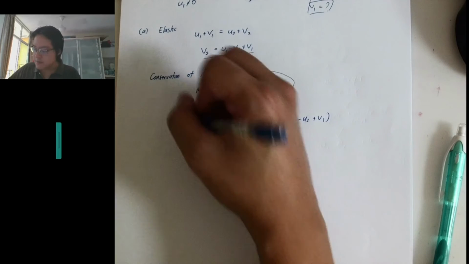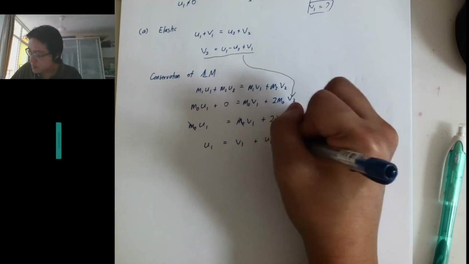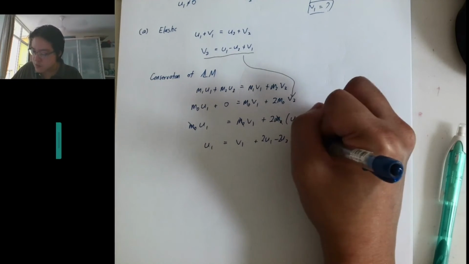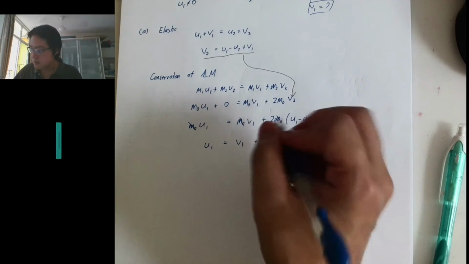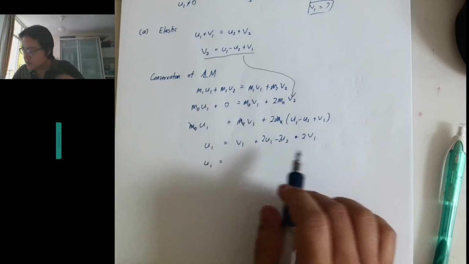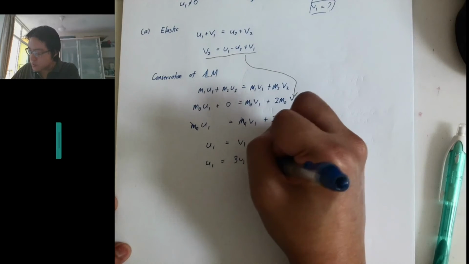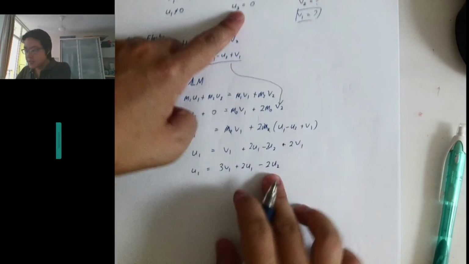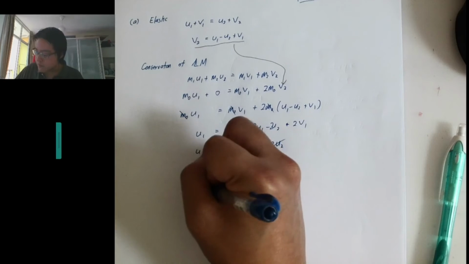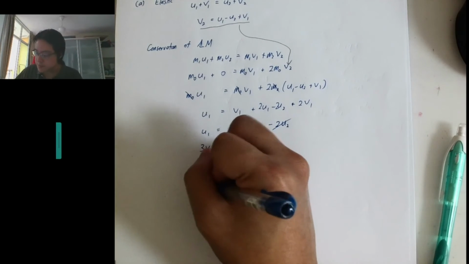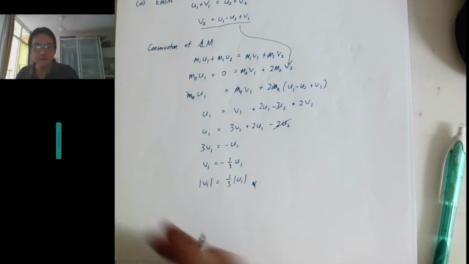Now at this stage it's very easy because every term has an m0, so I can cancel it away. So u1 equals v1 plus 2 times (u1 minus u2 plus v1), which is v1 plus 2u1 minus 2u2 plus 2v1. So I have v1 plus 2v1, so I get 3v1, plus 2u1, and then 2u2, but I forgot that u2 was already 0, so no need to keep it. Then I bring this term over, so I get 3v1 equals negative u1, so v1 is negative 1/3 of u1. The speed is just the magnitude, so it's 1/3 of the original speed. That is the velocity after collision.